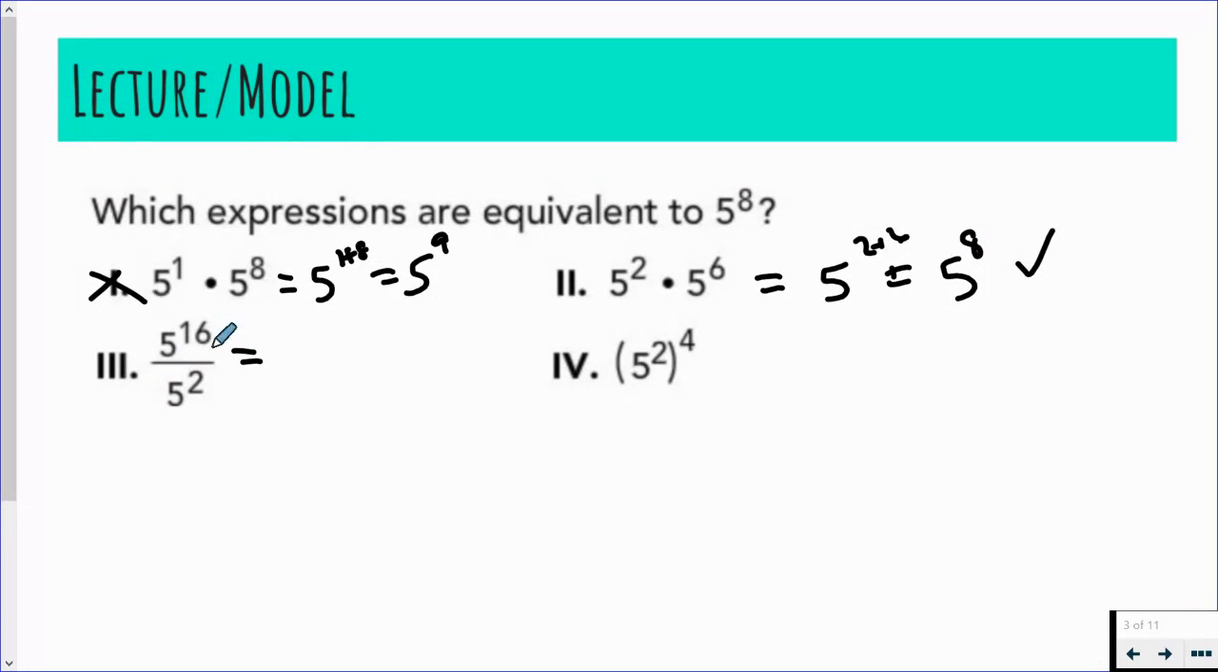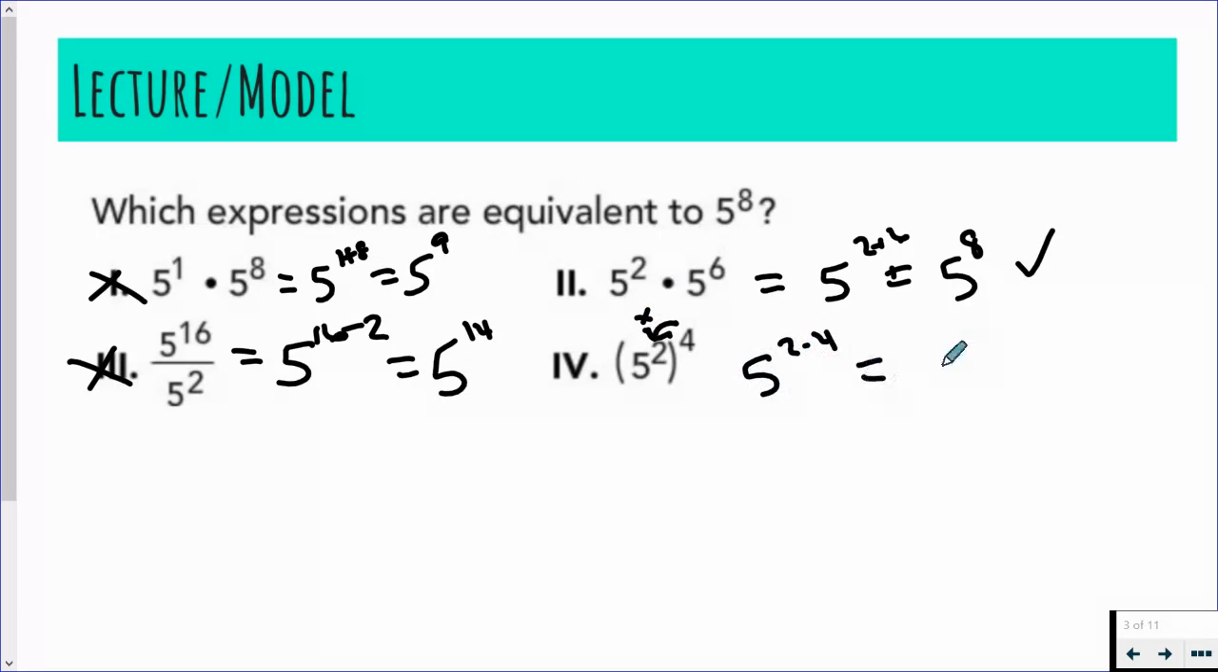Now I have a quotient rule, 5 to the 16th minus 2, because when we're dividing, we subtract the exponents, would be 5 to the 14th. That does not match up. Now I have my power to a power rule. So that means I'm going to multiply those exponents. This is 5 to the 2 times 4, which is 5 to the 8th. So numbers 2 and 4 would both equal 5 to the 8th if we use our exponent rules.